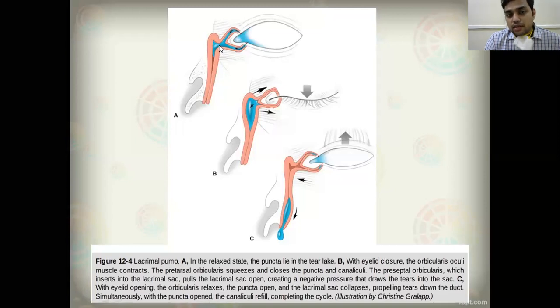Then, due to contraction of the preseptal fibers of the orbicularis muscle, there is an expansion of the lacrimal sac, so that whatever tears collected at the canaliculi, because of the negative pressure, enter into the lacrimal sac. So because of the contraction of the pretarsal fibers, the tears enter into the canaliculi, and due to contraction of the preseptal fibers, they enter into the lacrimal sac.